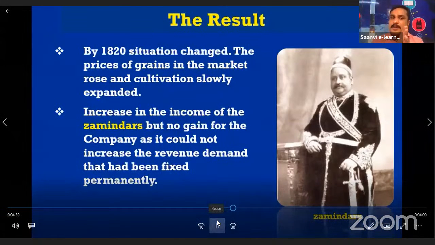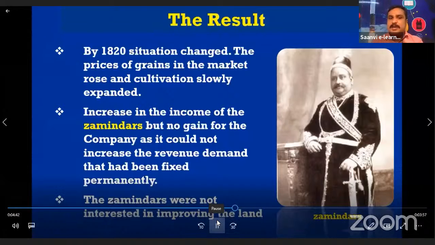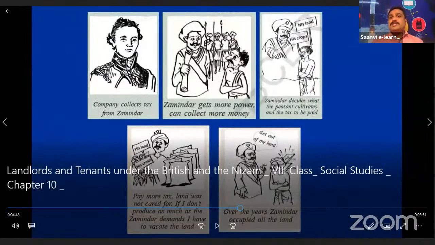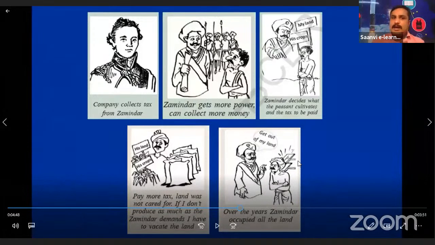Why did all this happen? Because the revenue rate was fixed by the authority permanently, so Zemindars were not interested in improving the land. One more factor, Zemindars were also not interested in improving the land. They were concentrating only on the revenue collection. See, the company collects tax from the Zemindars. Zemindars get more power and can collect more money. So the company appointed Zemindars. A Zemindar is a landlord or a small king, we can say, in the society.